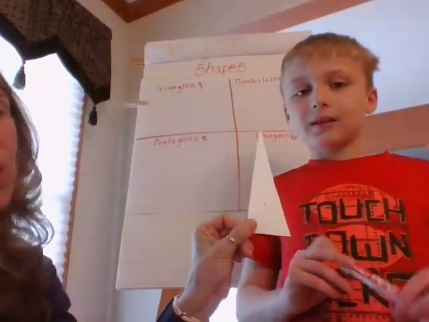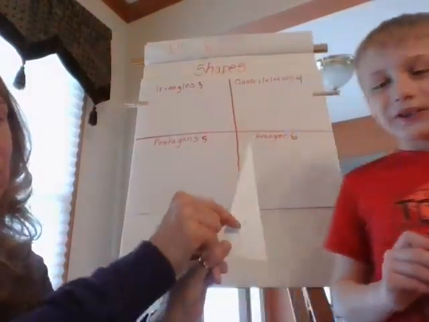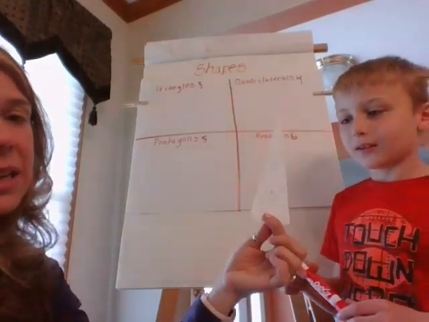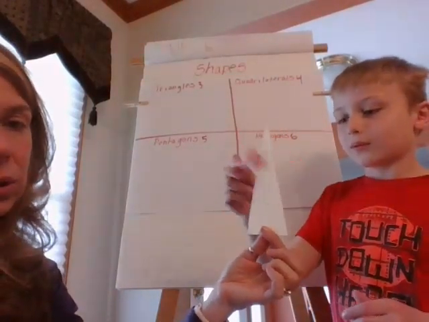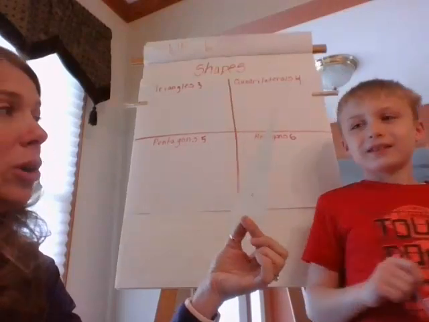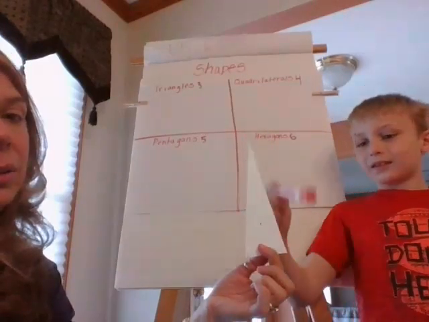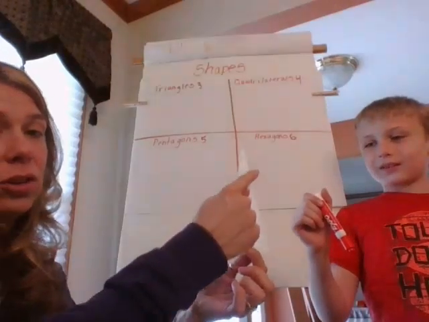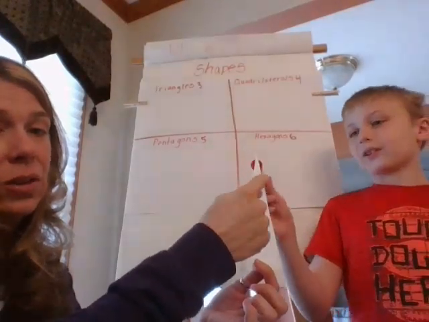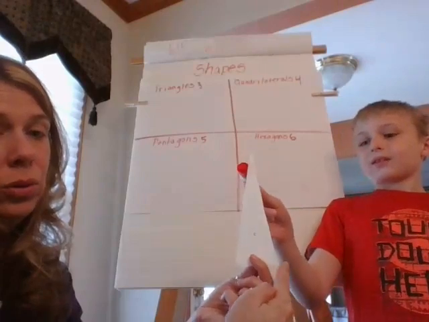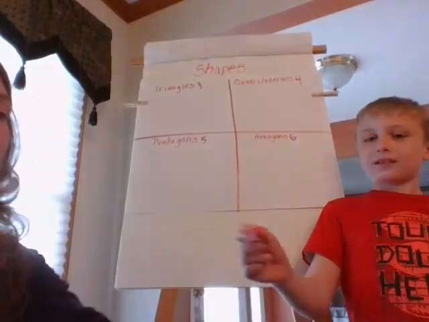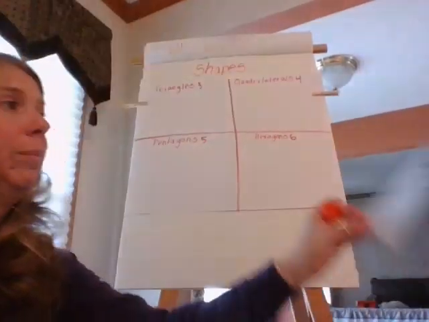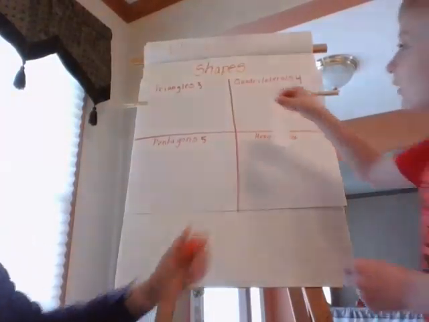Our first shape is what, Vin? Triangle. Very good. Can you point to the sides? Point to the sides on the triangle. Very good. Can you point to the vertices? And then the angles. The angles are inside. So 1, 2, 3. So we are going to go ahead and glue our triangle. Where? To the triangle spot. Yep.